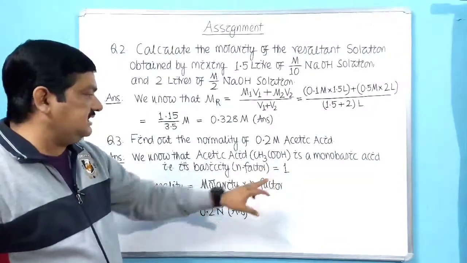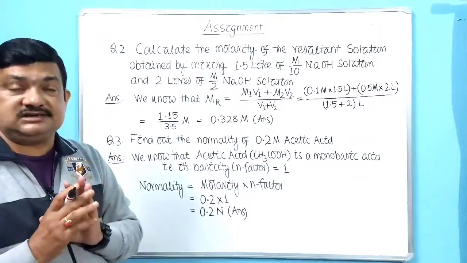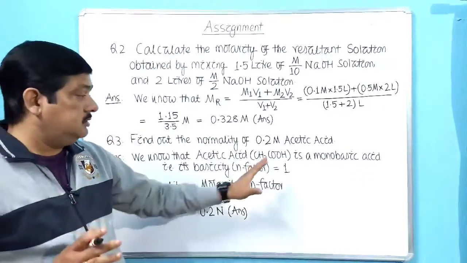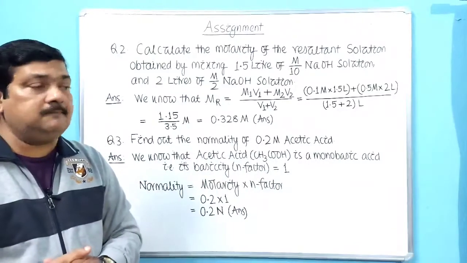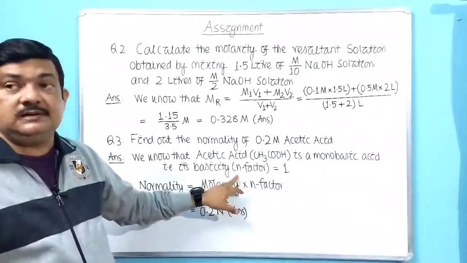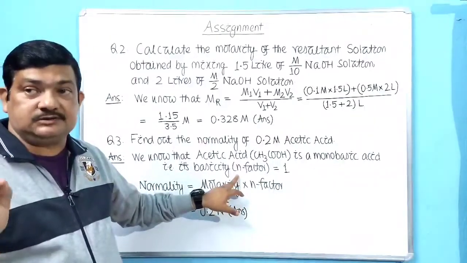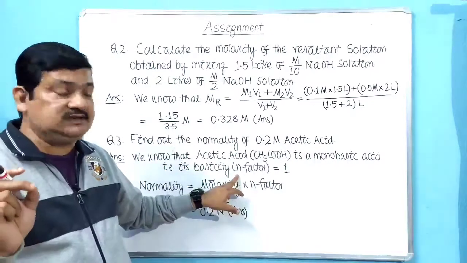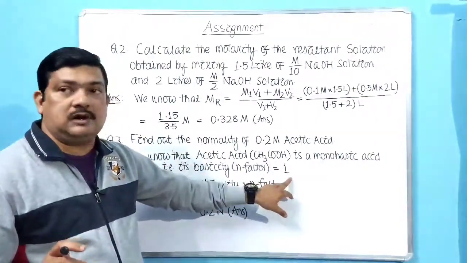Okay. So acetic acid is a monobasic acid. Mono means 1, so basicity is 1. Most of you have written that acetic acid is a diacidic acid. No, it is a monobasic acid because when it ionizes, it gives only 1 H plus ion. So remember it, acetic acid is a monobasic acid. That means its basicity, that is the N factor, is 1.